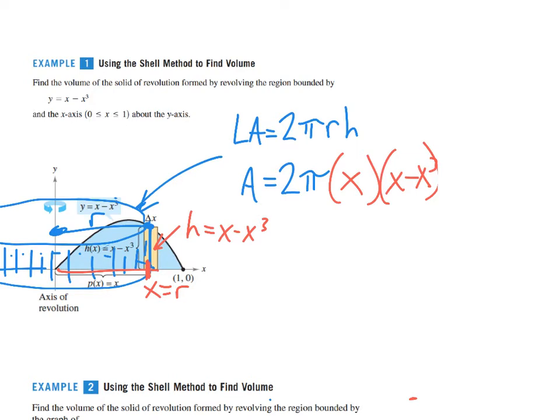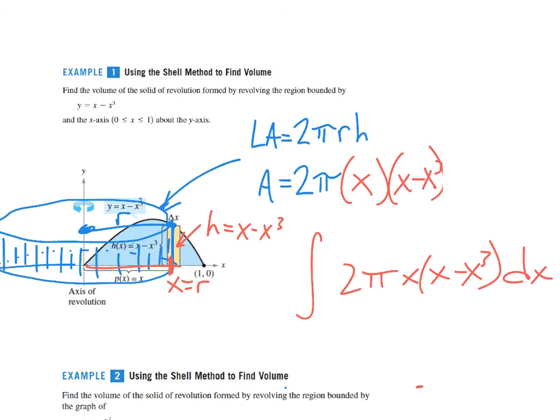Then we take the power of calculus and we're going to integrate it. 2 pi x times x minus x cubed dx. And the x value is going from 0 to 1. So in this shaded region, the smallest x value is 0, the largest is 1.